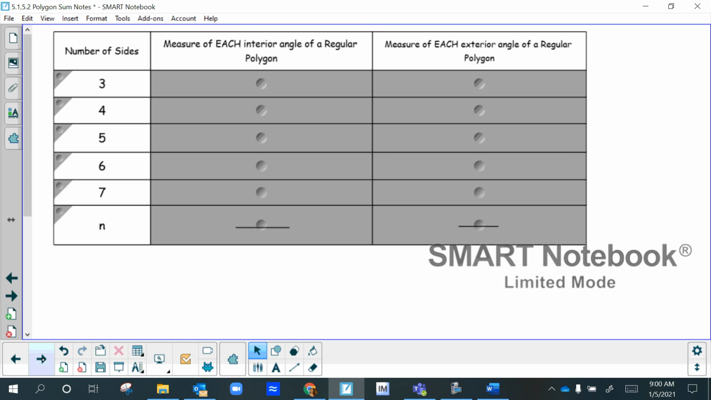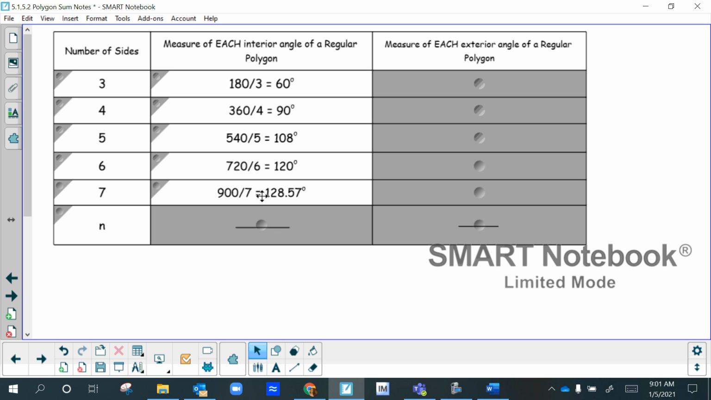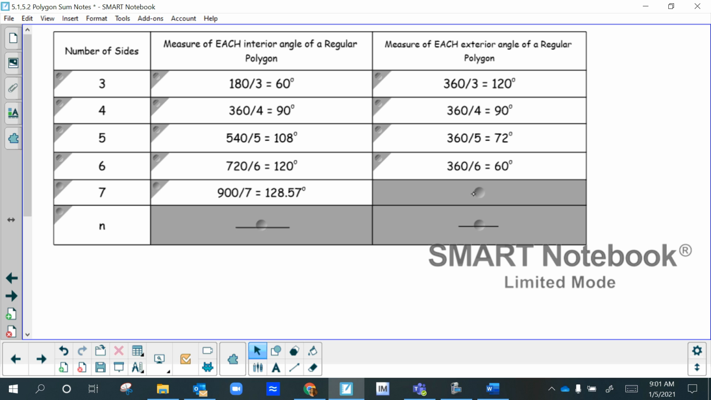All right, so if we fill out the table just like we did earlier for these first few polygons, for each interior angle, you just take the number of degrees and divide it by however many angles there are. Remember, the way you get these degrees is by taking 2 less, which was the number of triangles. So 5 triangles times 180 gives me that 900, okay? Over here, to find each exterior angle, that one's real simple. You just take 360 and divide it by the number of sides.